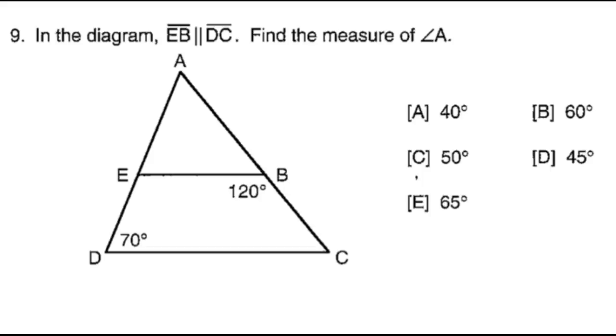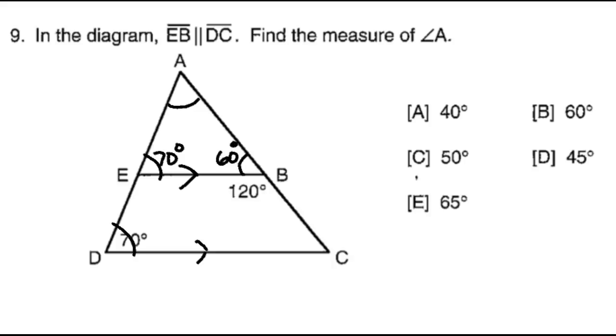It says in the diagram, EB is parallel to DC. Find the measure of angle A. So go ahead and see if you can do that quickly. And so in this case, how I would do this is these two are parallel. We're trying to find angle A, which is up here, and since these are parallel, these angles of 70 are called corresponding. So that is 70. 120 and this angle are supplementary, or a linear pair, and so we know that is 60 degrees.